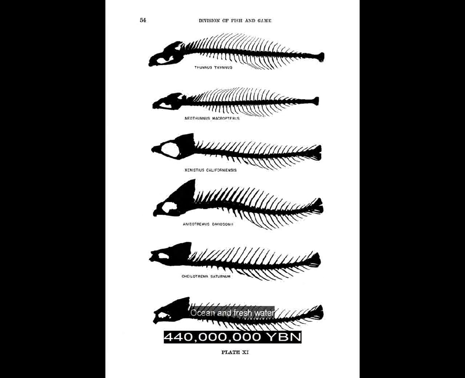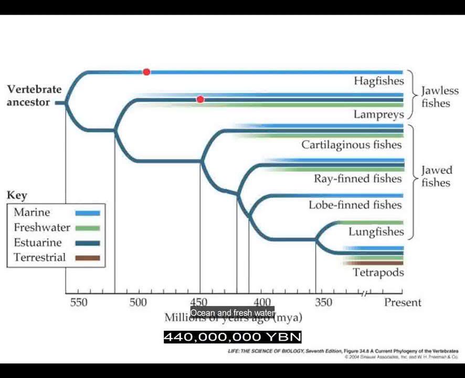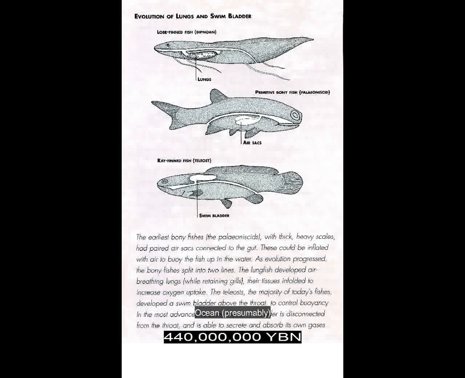Bony fishes have a skeleton that is at least partly ossified or made of bone. The bony fishes are the ancestor of the tetrapods who will ultimately move onto land. The earliest bony fishes are the ray-finned fishes. The first lung evolves from the swim bladder in ray-finned fishes. Some teleosts still use their swim bladder for breathing out of water.